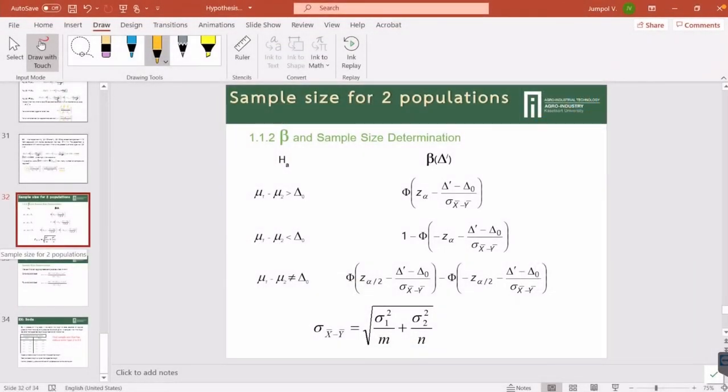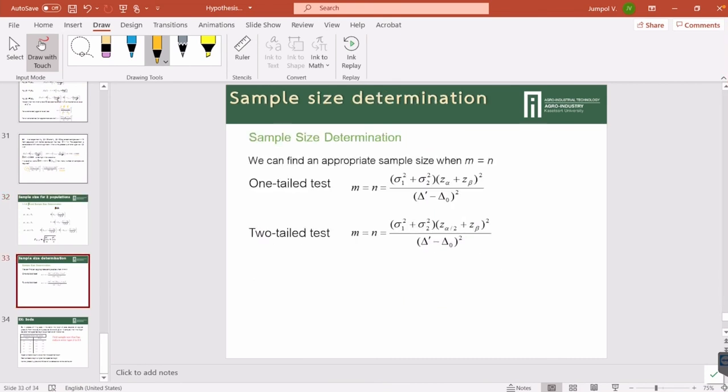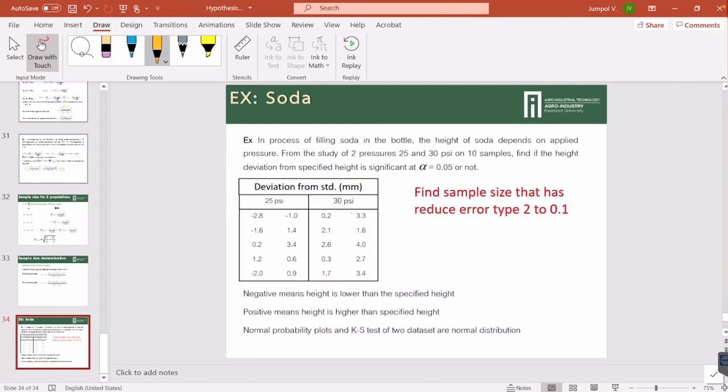The sample size of two populations, the formula to calculate is even more complex. And so this is the formula to compute in case that m and n are the same. If m and n are not the same, it will be even more difficult than this. So instead of doing that, we'll just use G-Power software to do it. So let's go to the example, the soda example.